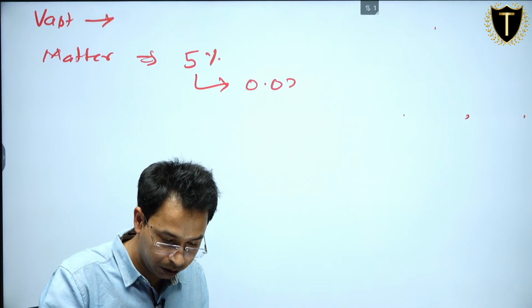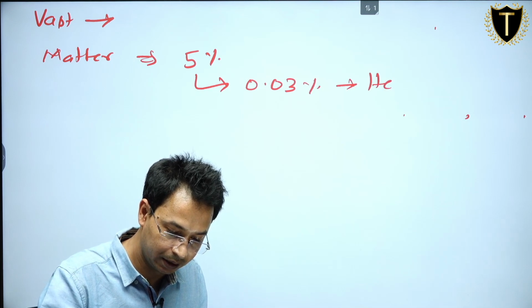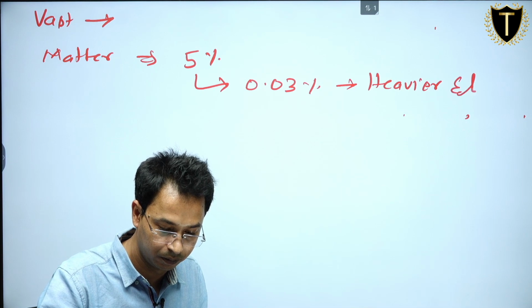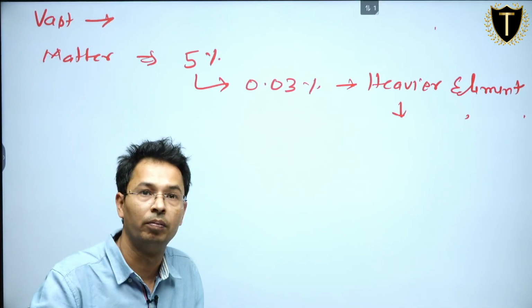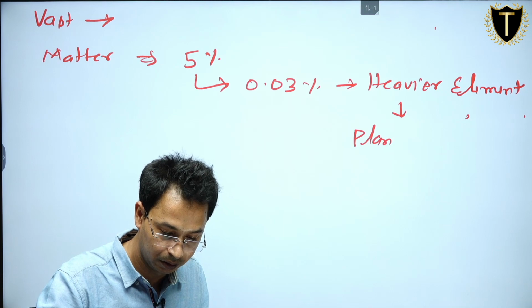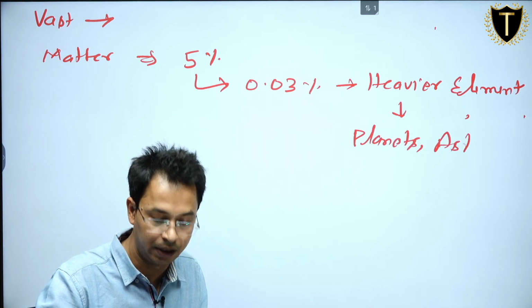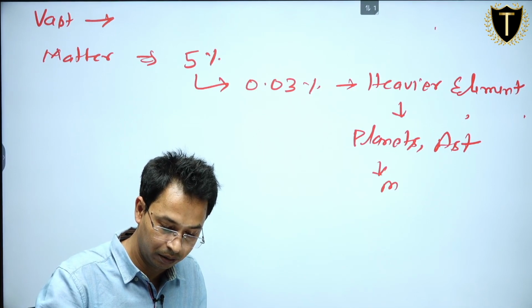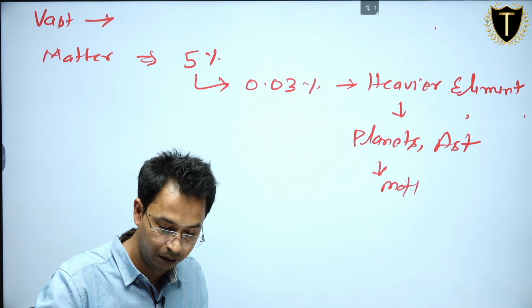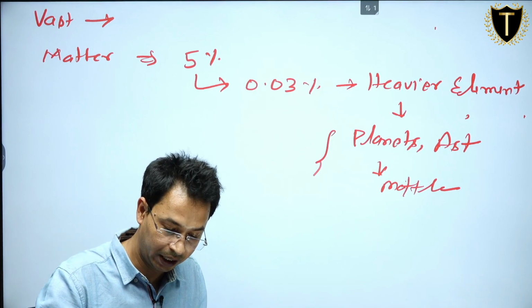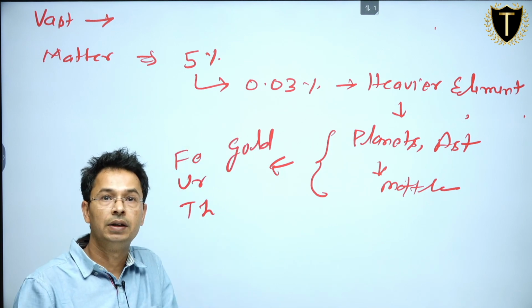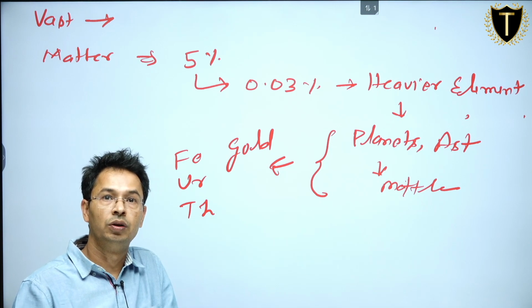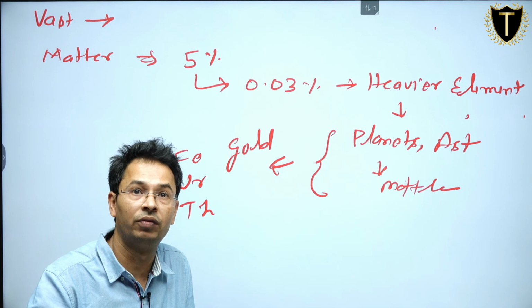Approximately 0.03% we have heavier elements, and what are these heavier elements by which me and you are made up of, by which the planets, asteroids are made up of? All the metal that you can see, these are made up of the heavier elements like iron, like uranium, like thorium, like gold. These are the heavier elements, and this is only 0.3% of the universe, not of the universe, of this 5%.